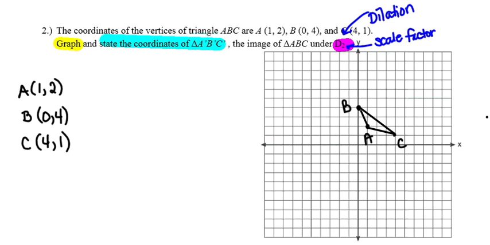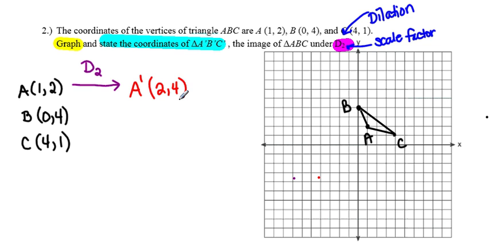Here's what a dilation will do. Under a dilation with a scale factor of 2, it will multiply each of the coordinates in our ordered pair in such a way that for A, our new image, A prime, will have coordinates 2, 4.